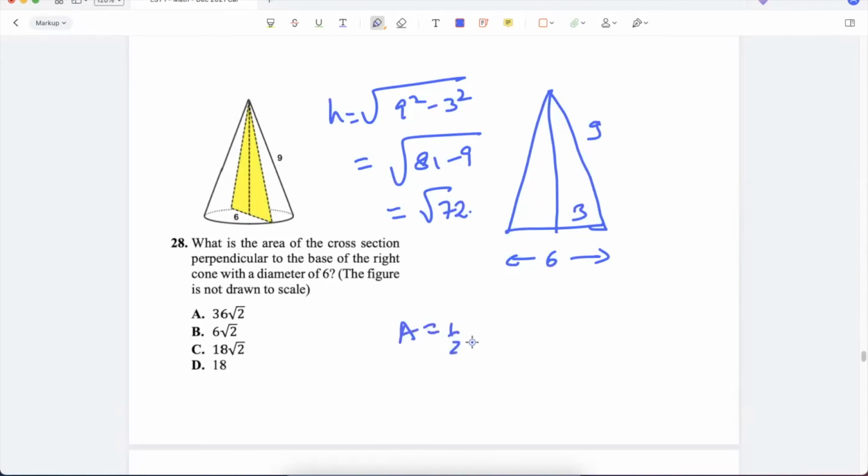So what is the area of the cross section? Area will be half base into height. So half into 6 into root 72. So 3 root 72. And 72 is 36 into 2. So 6 into 3, 18 root 2.